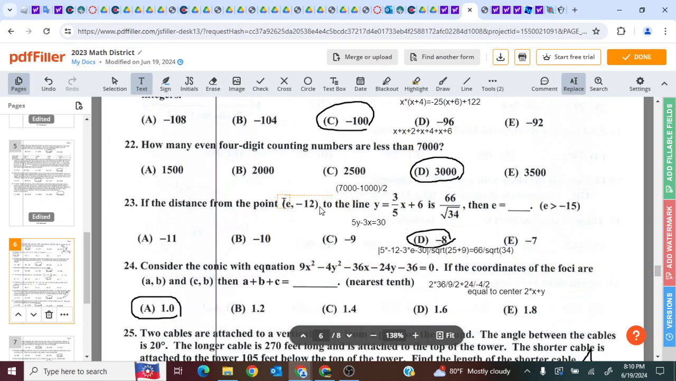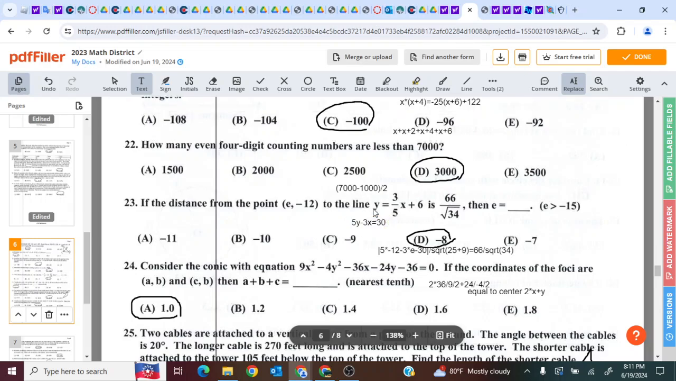The distance from this point to this line is that much. What is the x value of that point? Okay, to do that, we will be converting this equation to standard form. We'll multiply everything by 5 and then bring the x over here, to get 5y minus 3x is equal to 30.